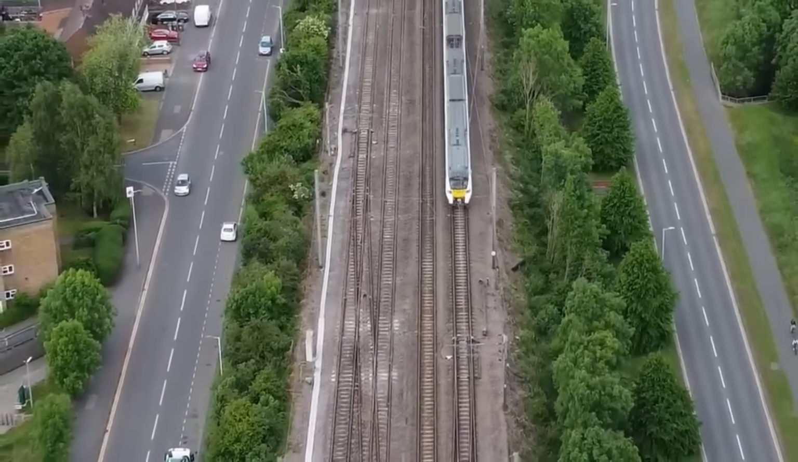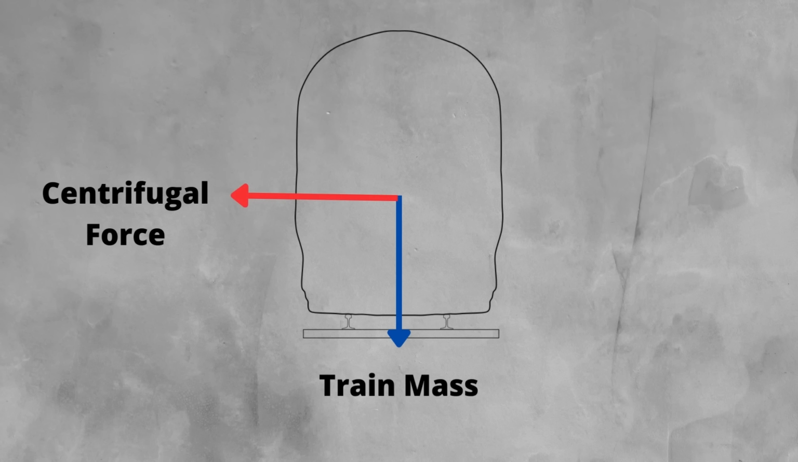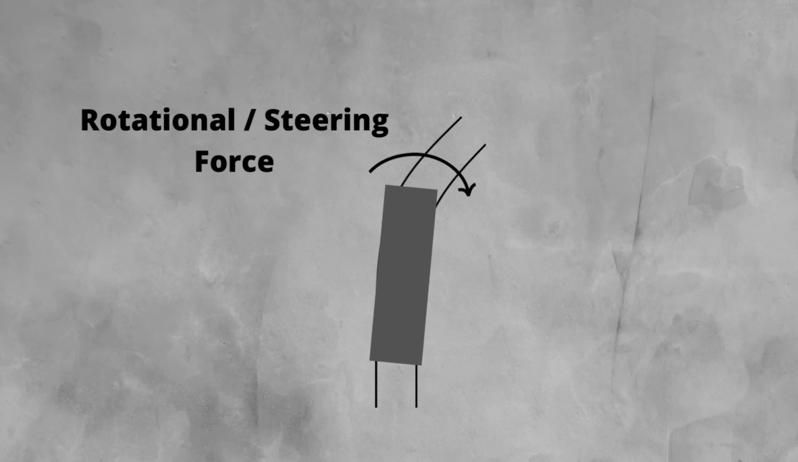As a train travels around a curve, the forces on the train change compared to when it's on a straight. On a straight piece of track, the main force is the mass of the train, that acts directly downwards. On a curve, more forces are introduced. The first force is centrifugal force. This pushes the train outwards on the curve. Importantly, it also acts on the passengers or cargo in the train, a key factor for ride comfort. The second force is the one required to rotate the train around the curve. These are also known, helpfully, as guiding or steering forces.